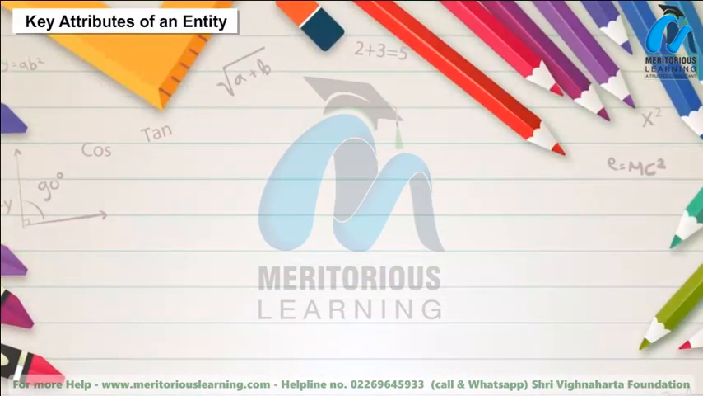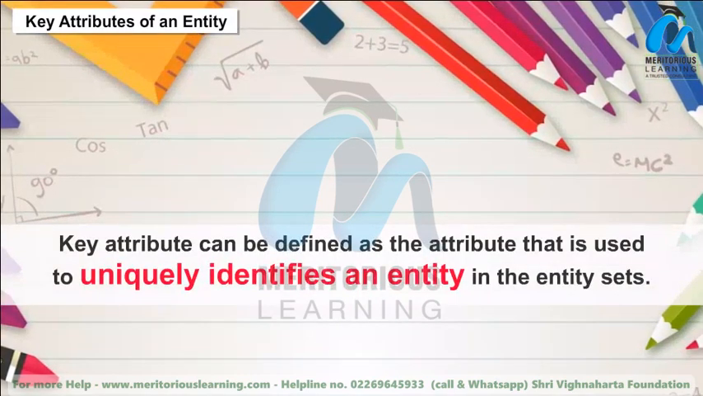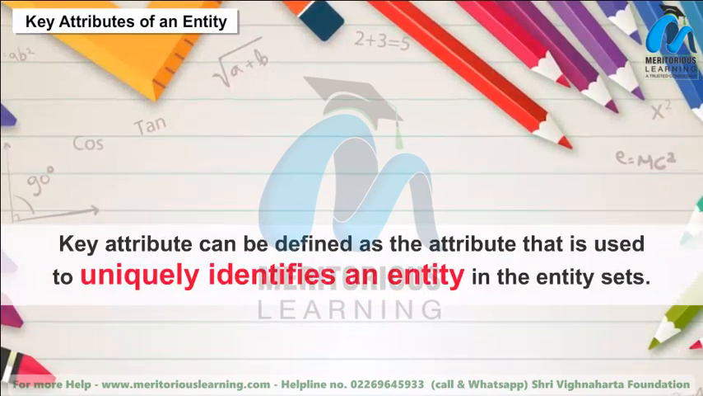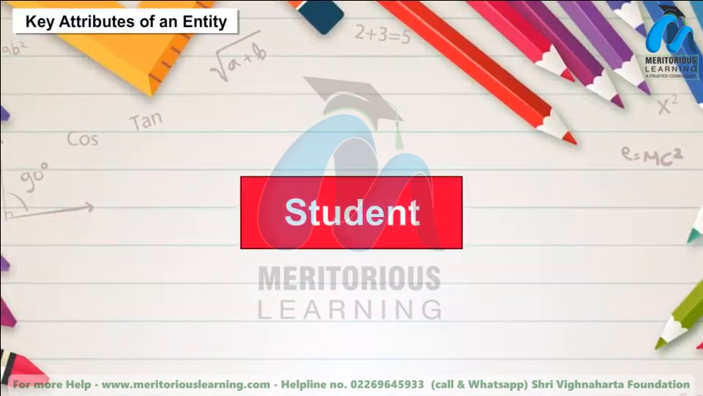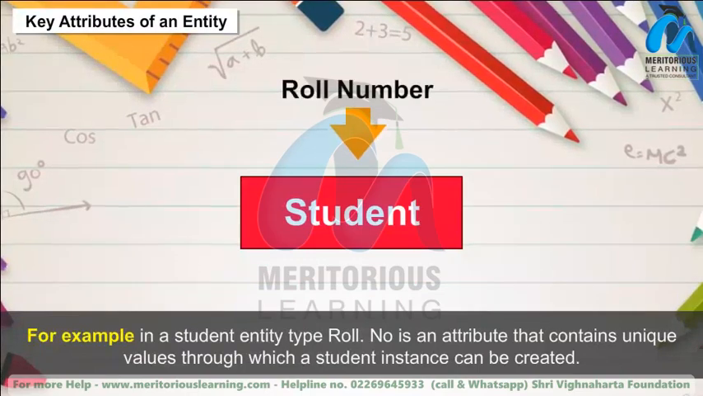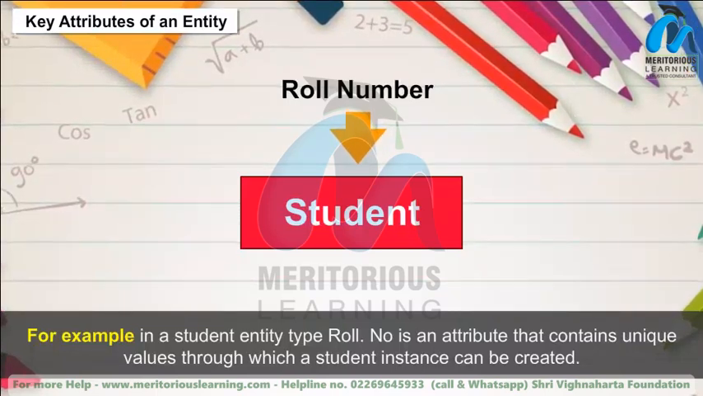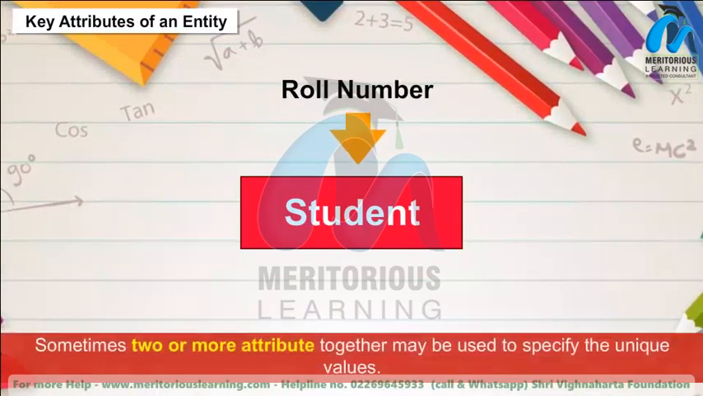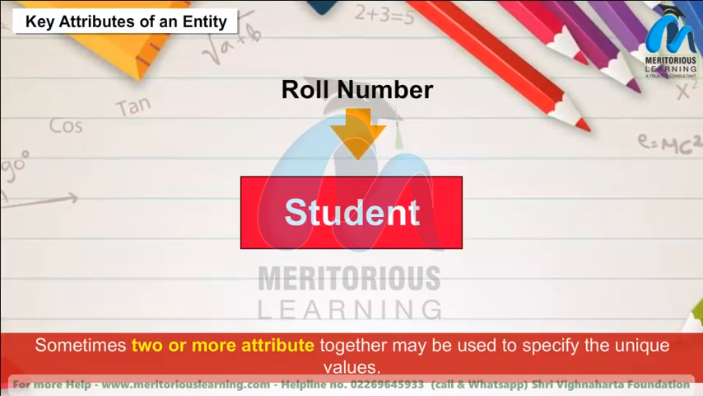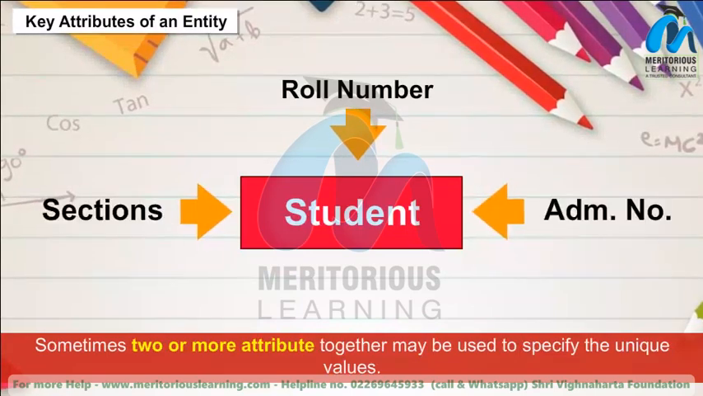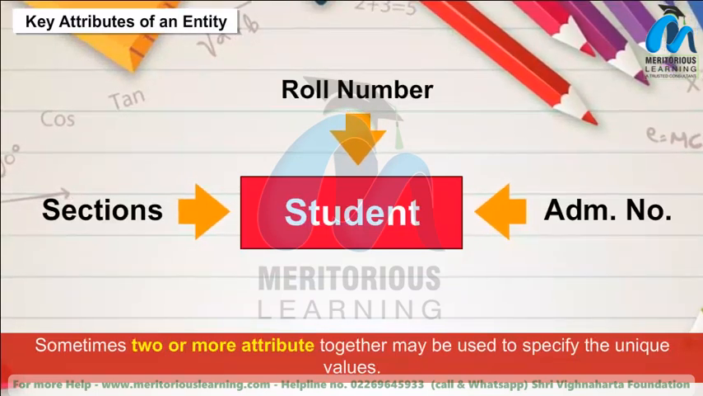Key attributes. A key attribute can be defined as the attribute that is used to uniquely identify an entity in the entity set. For example, in a student entity type, roll number is an attribute that contains unique values through which a student instance can be identified. Sometimes, two or more attributes together may be used to specify the unique values. For example, the student entity type can have section and roll number as a composite key.